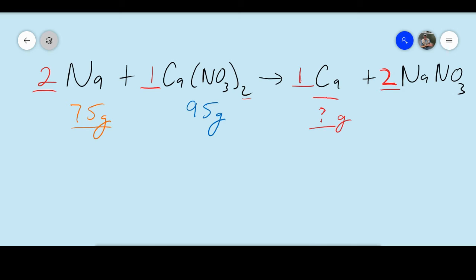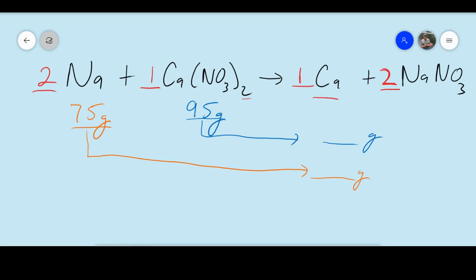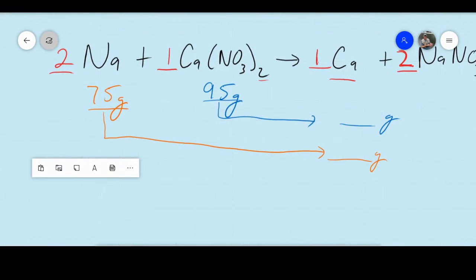So the first problem I'm going to do is take 75 grams of the sodium, and I'll figure out how many grams of calcium produced from the sodium. And then I'll take the 95 grams of calcium nitrate, and I'll figure out how many grams of calcium is made from that. We'll do those 2 problems. Okay. So this is only more complicated, more steps, because we're not going from moles to moles. We're going from grams to grams.